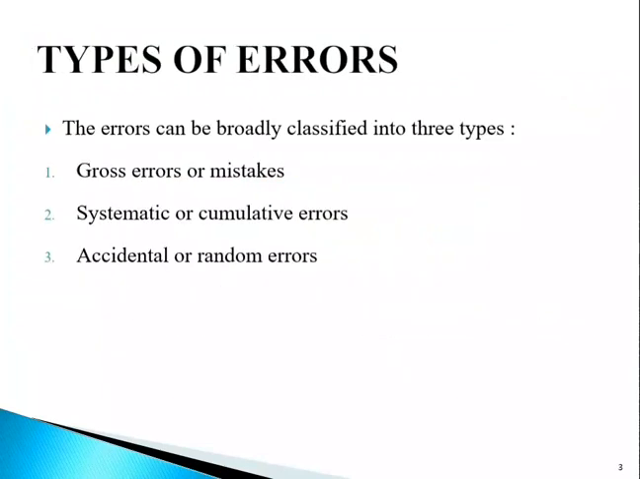So let's see the types of errors. The errors can be broadly classified into three types. First one is gross error, or we can say mistakes. Second one is systematic or cumulative errors, and third one is accidental or random errors. This theory is important for your examination, so be sure you remember it very well. So let us discuss it in detail.